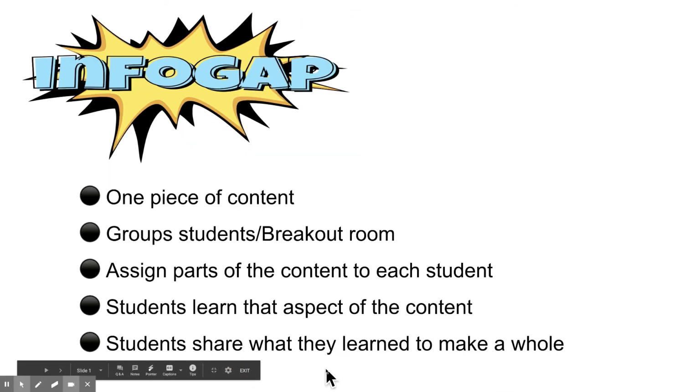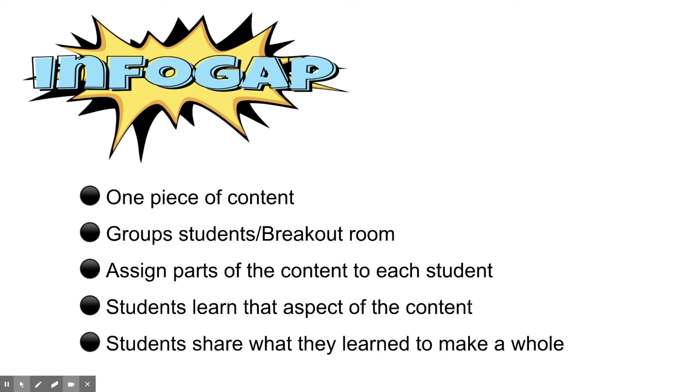So what is an infogap? It is when you take one piece of content and you group your students, you can put them in breakout rooms, and then you assign each part of the content to each student. So if I have a longer piece of content that I want the students to engage with, I'll give student A this beginning part, student B a middle part, student C another middle part, and student D the ending. Once the students learn that aspect of the content, then they come back to the group and they share what they learned to make a whole.